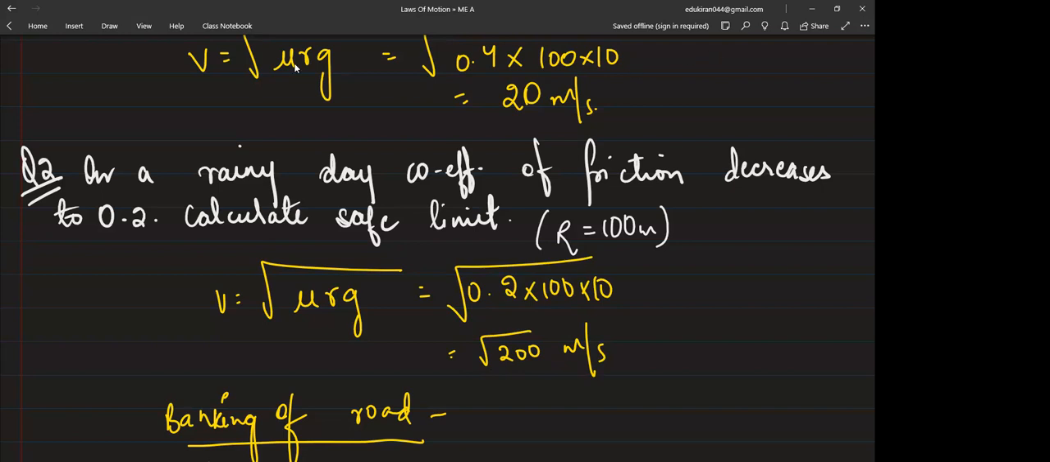Write it quickly. Ma'am, if we take the original value of g, then it is 14. If we take g as 9.8, then it's 14. Okay, exactly, then it will be 14. Okay, then that's better. So I'll write 14 meter per second only here.